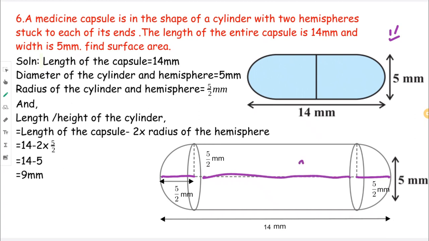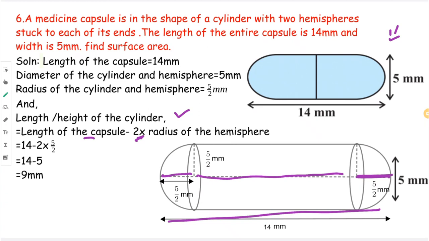So let's first find this. You can see here the length or height of the cylinder. How do you find it? From here till here, how do you find this? The length of the capsule, that means the entire length, right? 14 minus, there are two hemispheres here, right? So twice the radius of the hemisphere. So one radius of the hemisphere here and one radius of the hemisphere here. When I subtract these two, I'll get the height or the length of the cylinder.